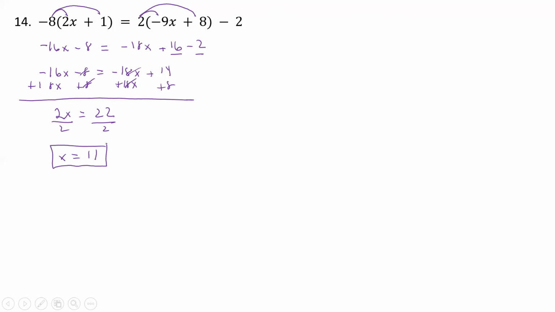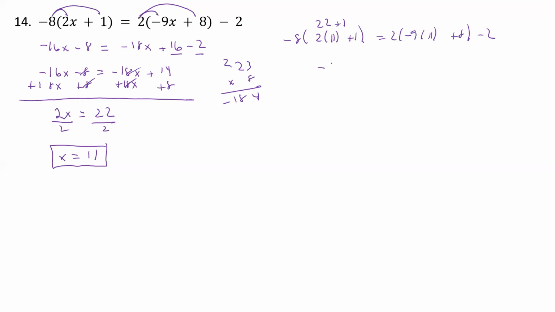All right, let's check. So -8 times 2 times 11 plus 1 equals 2 times -9 times 11 plus 8 minus 2. Well, 2 times 11 is 22 plus 1 is 23. So we'll have 23 times 8, and it's going to be negative. So 8 times 3 is 24. That's 16, 17, 18. So it looks like a -184 on the left.